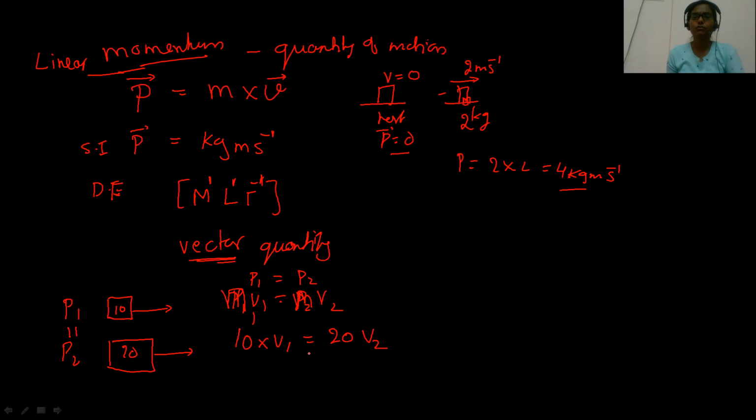Now you want to find the velocity of the first body and the second body. The ratio of the velocities, V1 by V2, equals 20 by 10, and the zeros cancel, so only 2 remains here. That means V1 is moving with a velocity 2 times greater than V2. Understood? So V1 will be the fast one and V2 will be the slow one. So how are we going to decide this fast and slow?